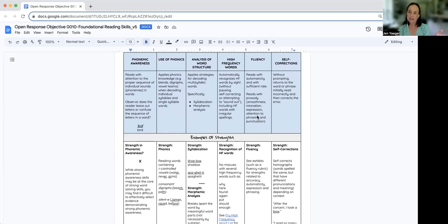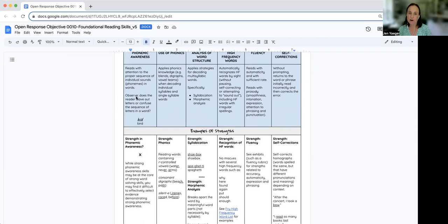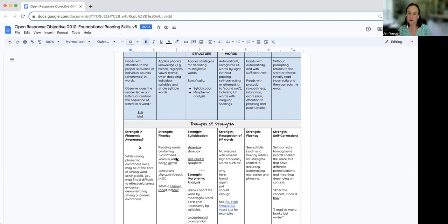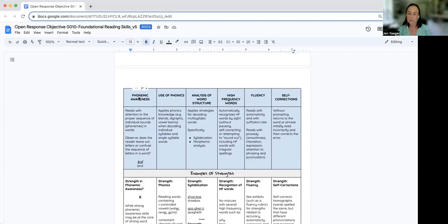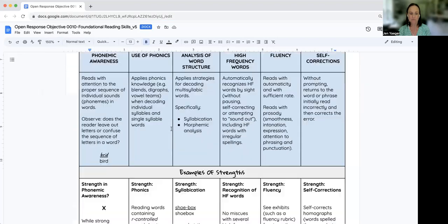And then what I suggest you do is, in your table, under each of those columns, you can start to categorize words where there are no errors and words where there are. Now, related to phonemic awareness, one of the ways that you would know that the child is struggling with phonemic awareness, and I'm just going to make this a little bigger because this font is small.